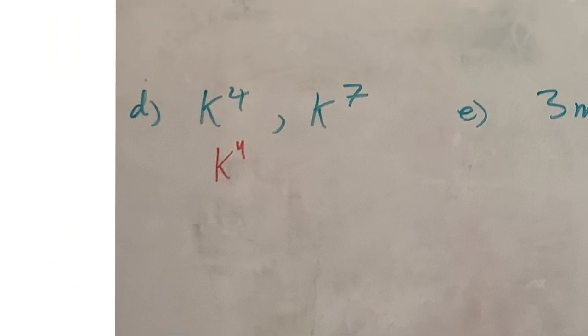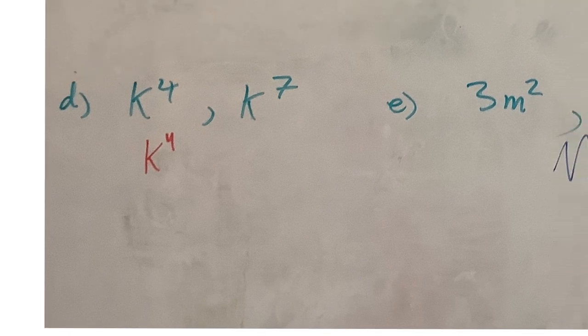Now, for question D, you have k to the 4 and k to the 7. The lowest power is 4. So the GCF is k to the 4. Great job, guys.